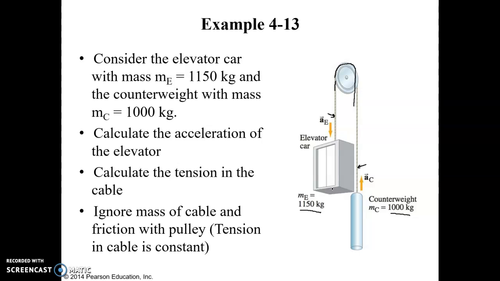So we can see here that the elevator car is heavier, and so it is going to accelerate in the downward direction, and the counterweight is going to accelerate in the upward direction. So we can see that just by observation. What we want to know is, what is that acceleration in meters per second squared? We also want to calculate the tension in the cable, and we have to make some assumptions here. We're going to ignore the mass of the cable itself. We're going to assume that it doesn't affect the masses on either side of the pulley, and that the pulley is frictionless, because friction would slow this down and complicate the problem. So we're going to assume that there is no friction.